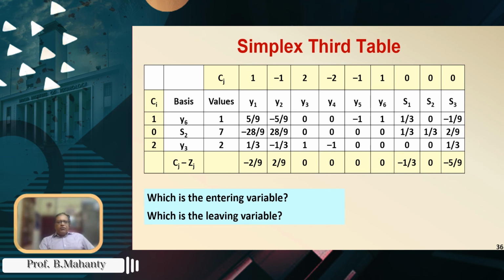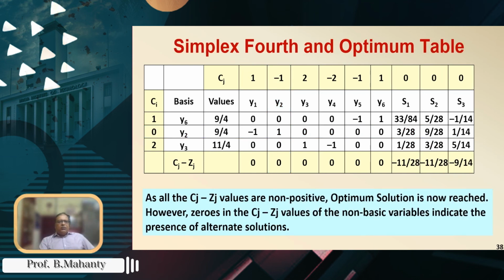Now again, if you compute, you see that Y2 is the entering variable, right? So Y2 is the entering variable, and S2 should be the leaving variable. So once again, when you compute, this time we find that y6, y2 and y3 come into the basis. And when that happens, the values are 9 by 4, 9 by 4 and 11 by 4. All right, so these values are obtained. As the Cj minus Zj values become all negative, the optimum solution is reached.